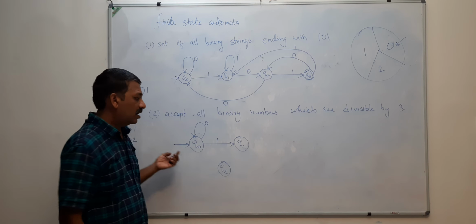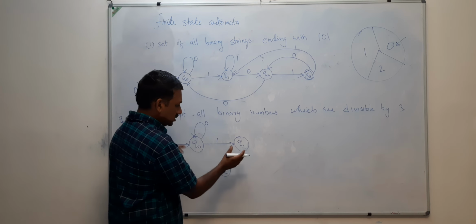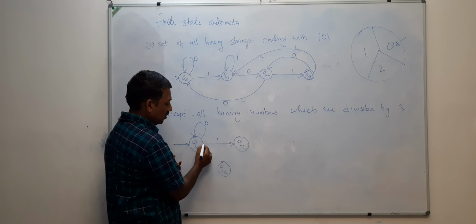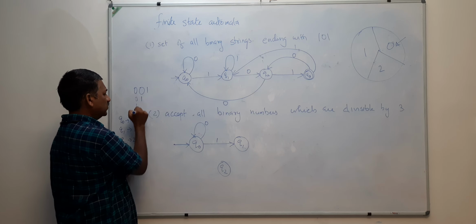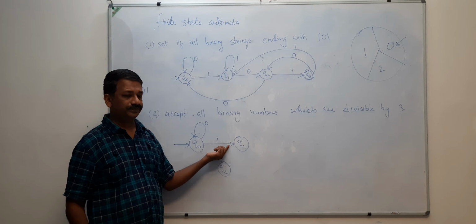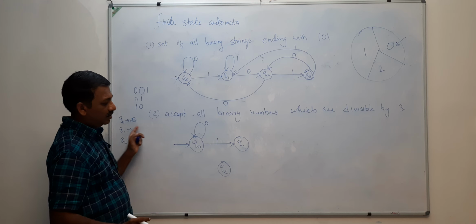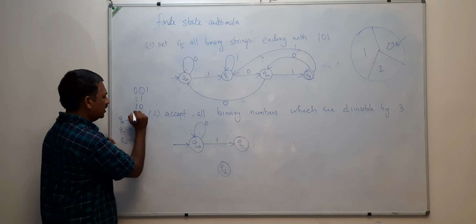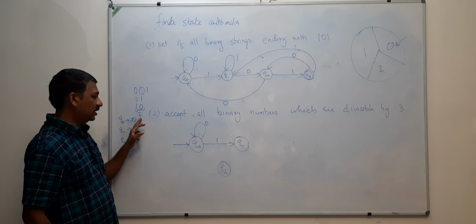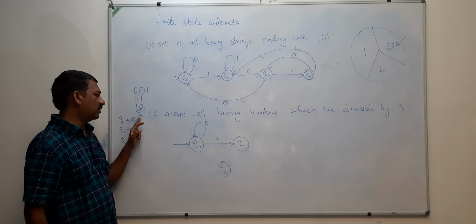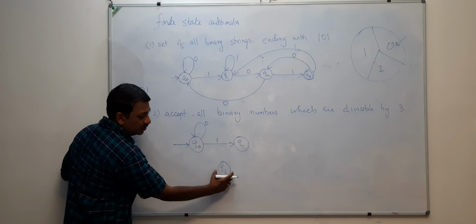Then what will happen? Suppose that you have reached Q1, that means you have received a 1. Simply take 1. And suppose that the next input symbol is 0, so it is 1, 0. In binary, what is this 1, 0? That is 2. When 2 is divided by 3, what is the remainder? 2. That means Q2 is the state.